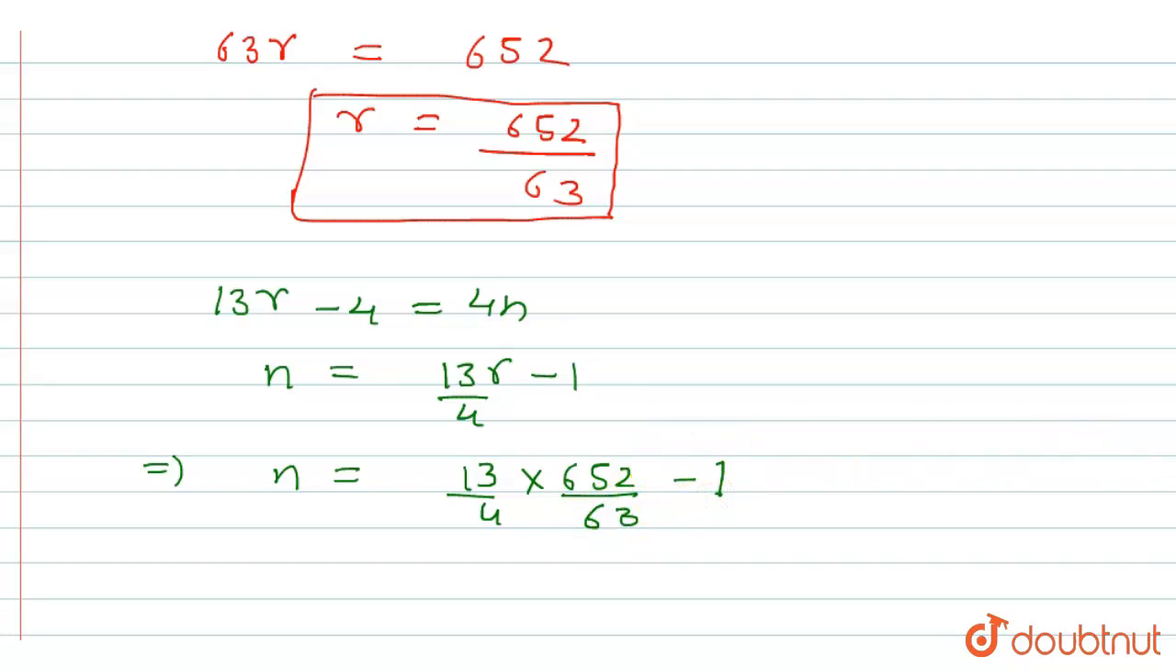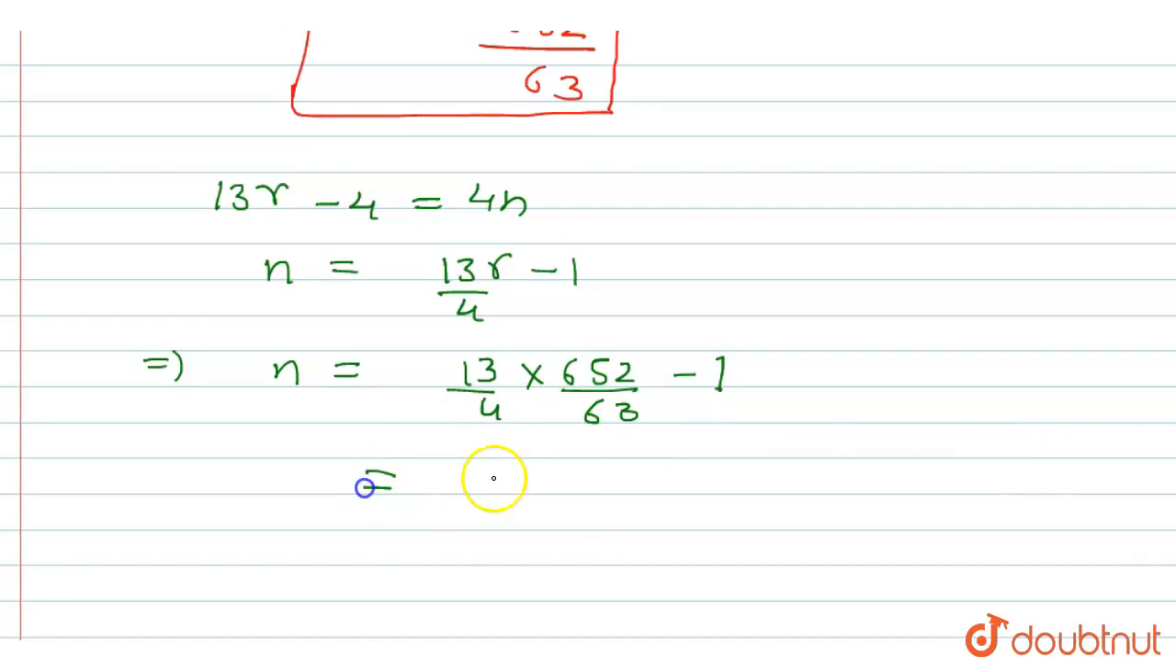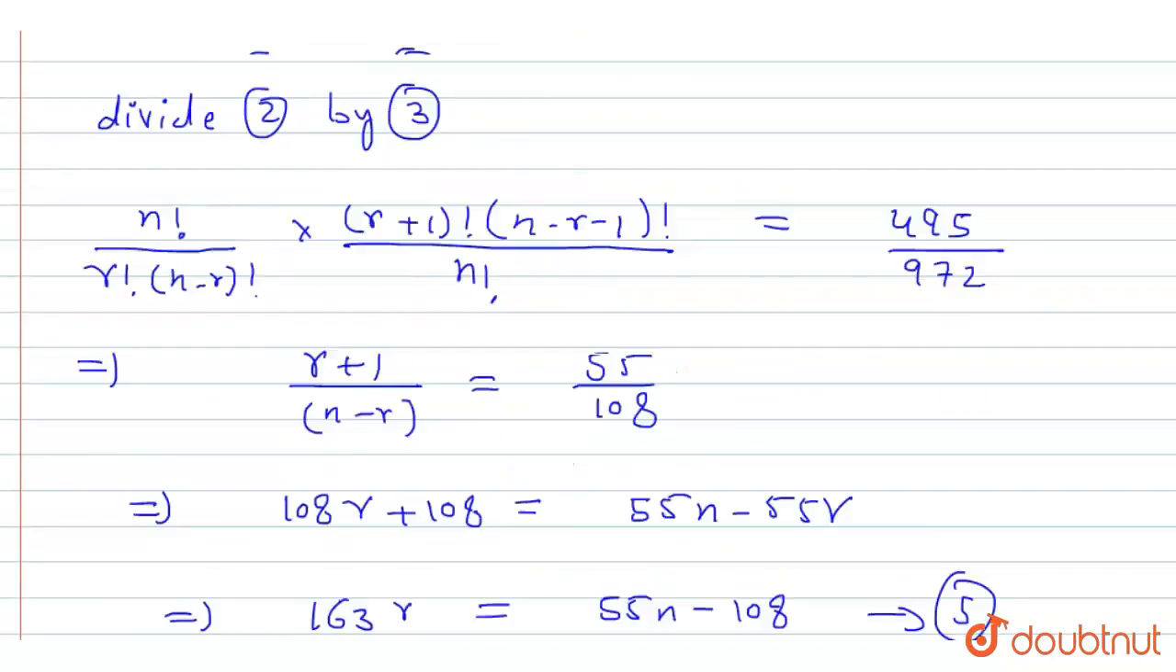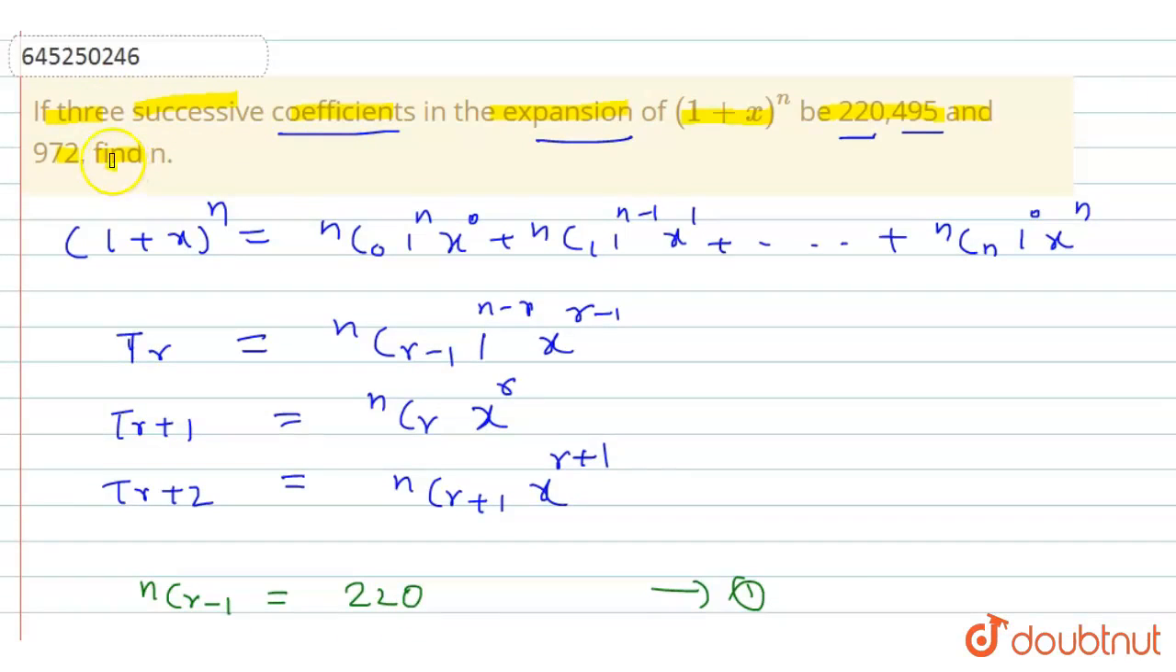On simplification, this value is 13 into 163 upon 63 minus 1, and on further simplification our value of n is 13 into (163 minus 63) divided by 63. This is the final value of n, which we were asked to find in the question.